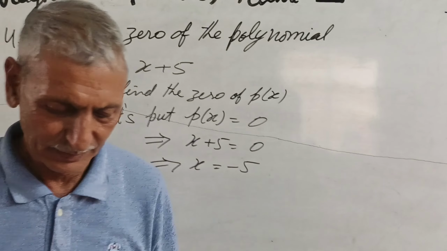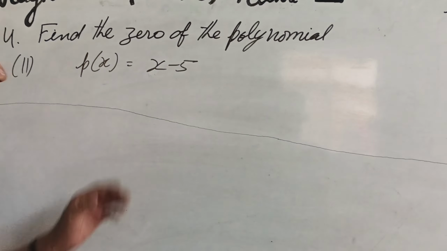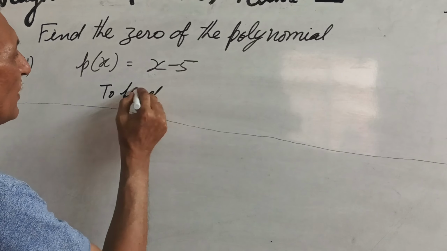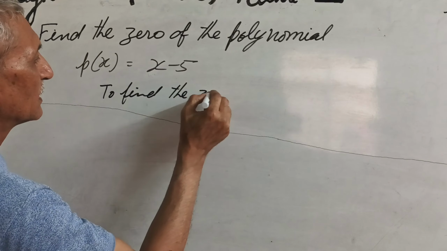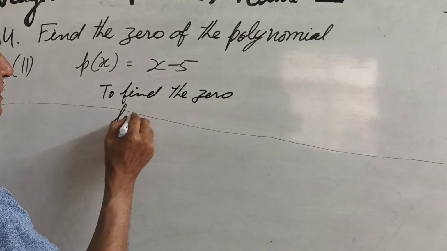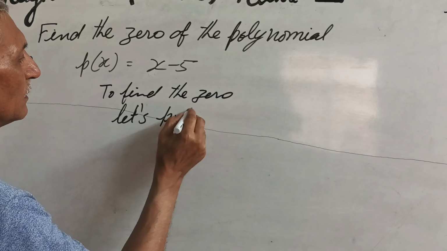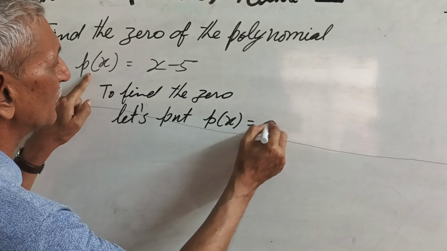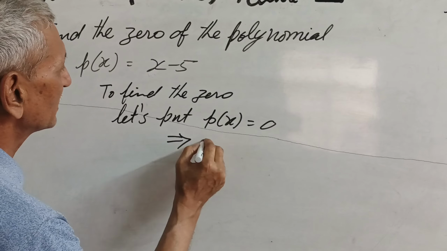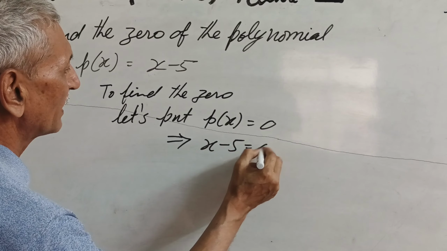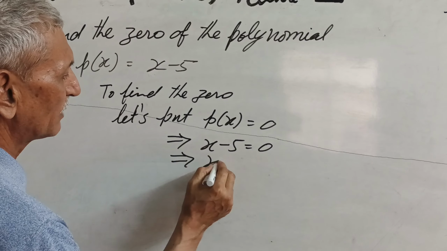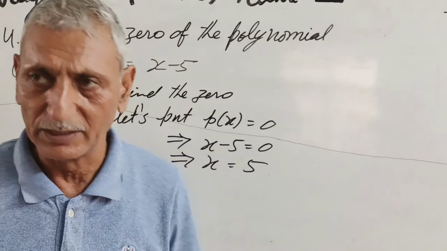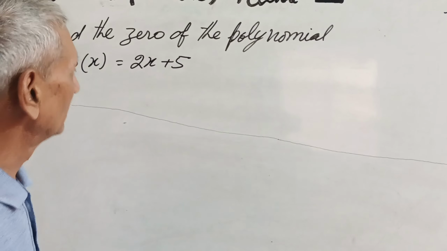Let's take part 2. Part 2, we have to find the 0 of this, and to find the 0 of the polynomial, let's put this polynomial equal to 0. So that is to say x minus 5 is equal to 0. That makes x is equal to 5. So this is the 0 of the given polynomial. ठीक है दोस्त? Let's take part 3.